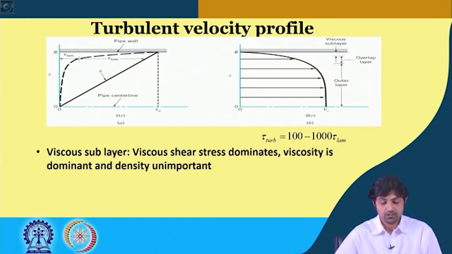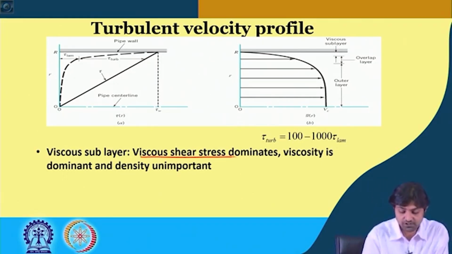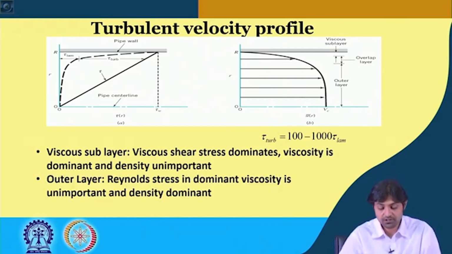Now, we said there are several layers. We have gone into much detail in our laminar and turbulent module, but for repetition I would like to go once again very briefly and try to solve some problems as well. What is the viscous sublayer? In the viscous sublayer, which is very near to the wall, the viscous shear stress dominates. Therefore, viscosity is dominant and density is unimportant, as we have seen before. In the outer layer, Reynolds stress is dominant and viscosity is unimportant, and therefore density is dominant.